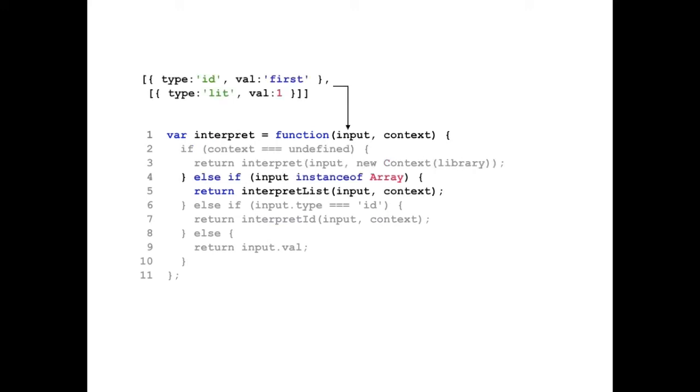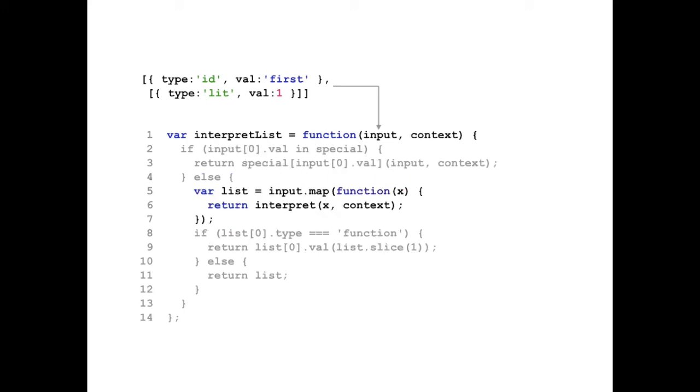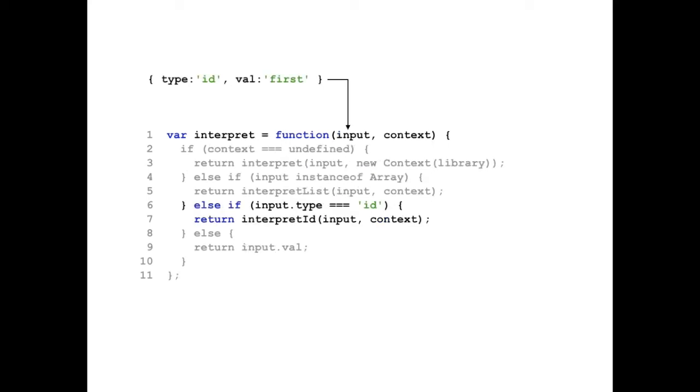So on line 4 we discover that the input is an instance of an array, and we call interpret list. Interpret list takes the input again, and the idea here is just purely to walk through the list, for each item in it, call interpret on it. So we're going to call interpret again and again, once for each item in the list. So let's see what our first customer is. It's the first identifier, with the name of the function we're trying to run. So let's call interpret on that.